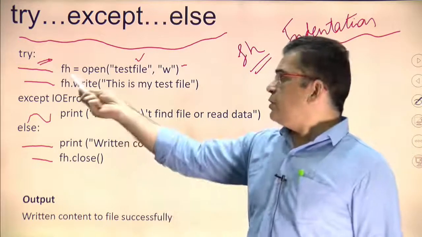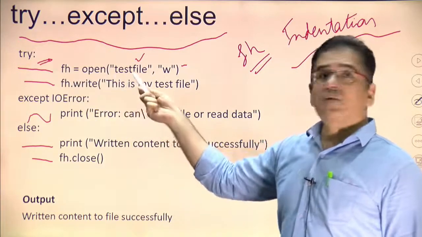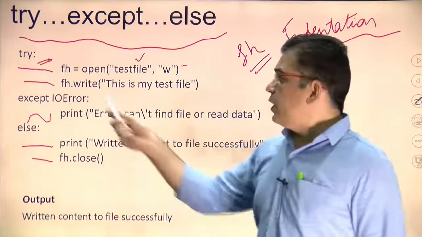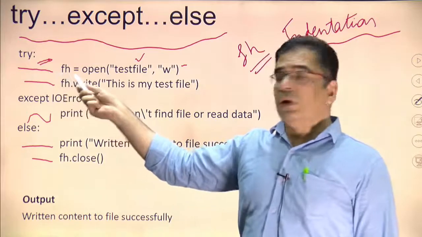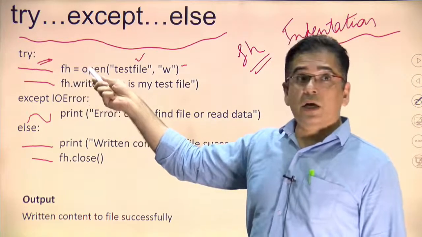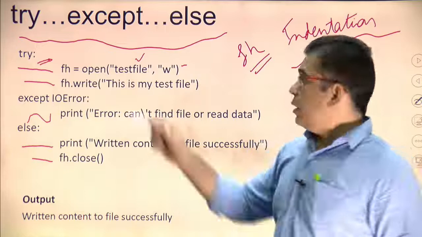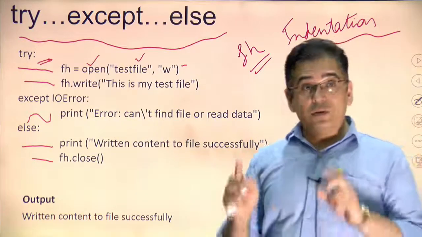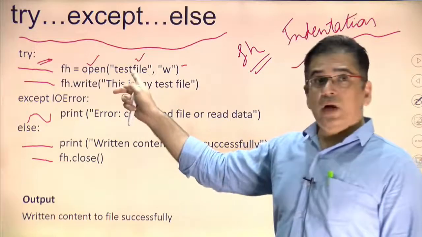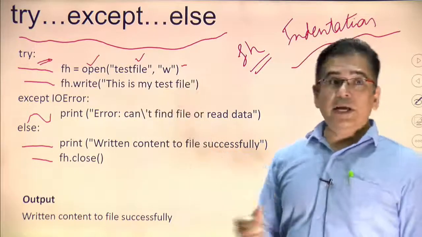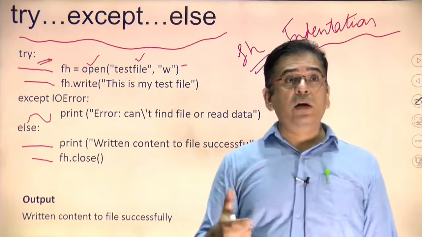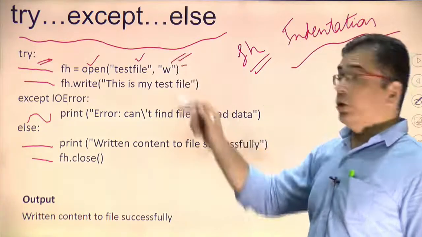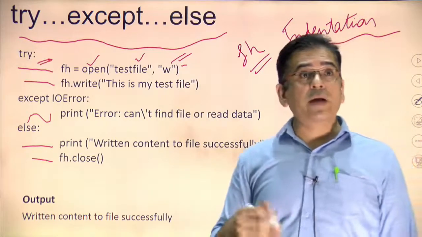So fh is equal to open, test file, w. You need to understand this statement very carefully. I have created an object fh. This will store the result of the open function. Here the open function is defined. This open function has two arguments. One is test file, another is w. Test file means the name of the file which you want to open, and the second is your access mode, in which mode you want to access the file.